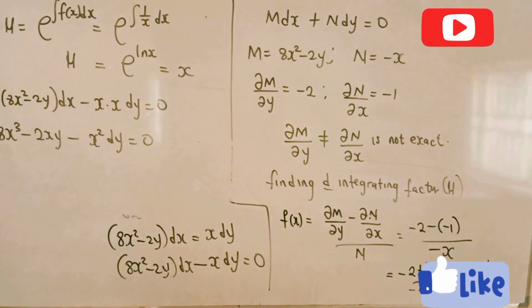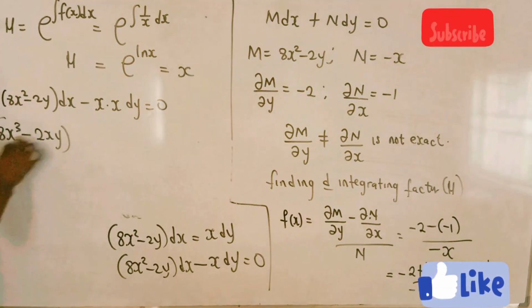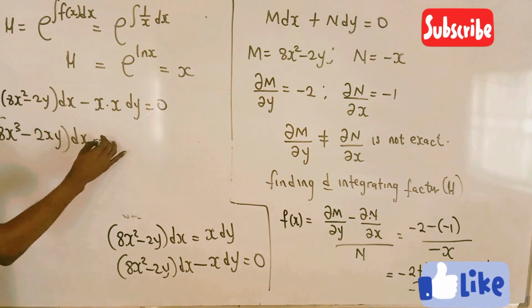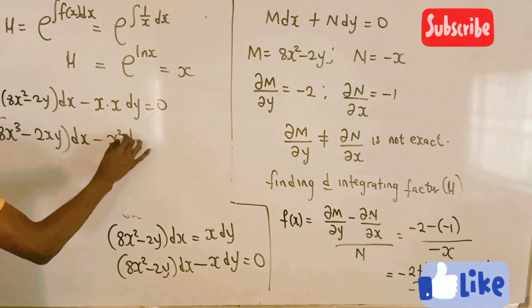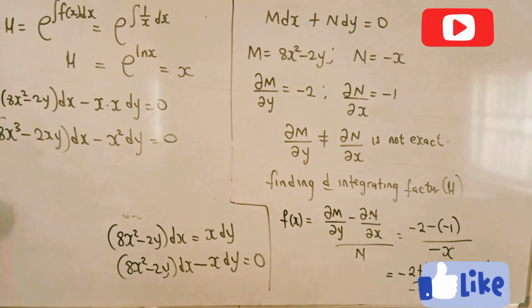Okay, let's check if we have 8x cubed minus 2xy dx minus x squared dy equal to 0. So let's check if the equation is now exact.